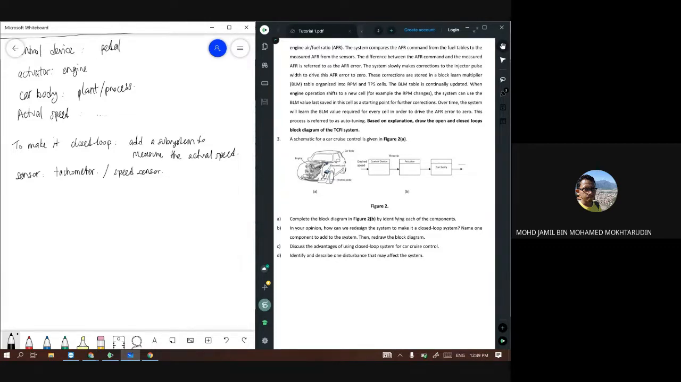Okay, so we have the tachometer or speed sensor added. Then we need to redraw the block diagram. So just add the tachometer into figure B.